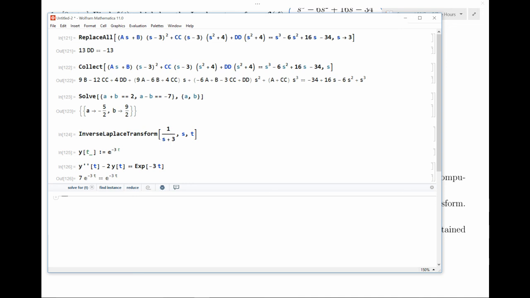You can use a similar technique to check if the solution you generated with the inverse Laplace transform satisfies the differential equation given to you in problem 3.